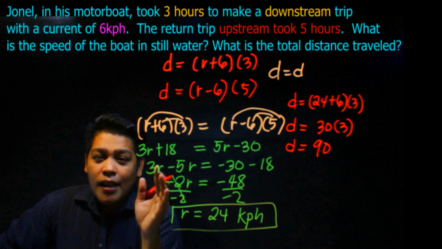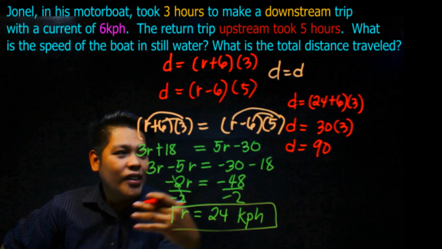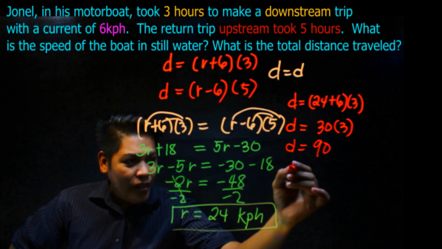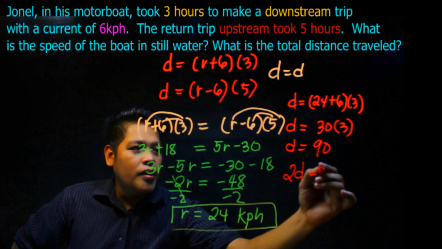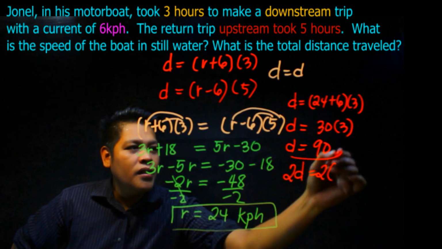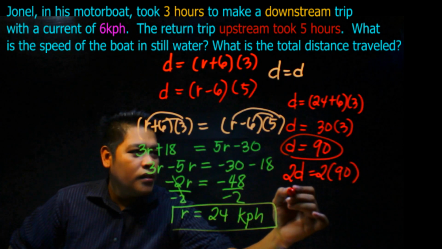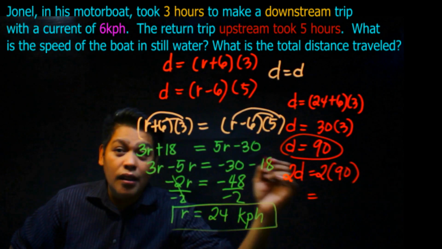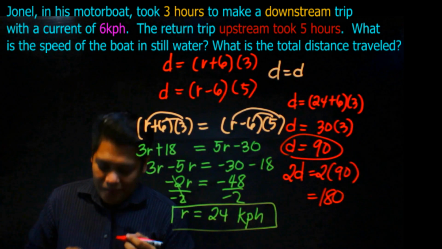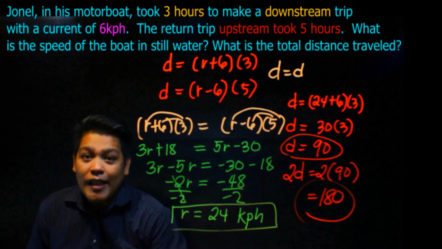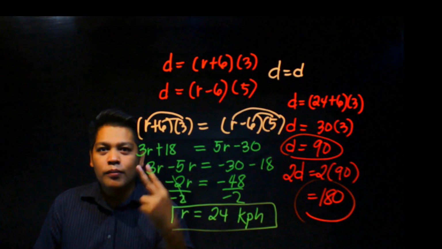And then, ang hinahanap natin ay yung total, yung balikan. So, 2D, kaninang ninify natin na variable, 2D is equivalent to 2 times what is our D, which is 90. So, total distance traveled is 180 kilometers. So, 180 kilometers yung 2D natin. So, nagets ba? So, let's go to problem number 2.